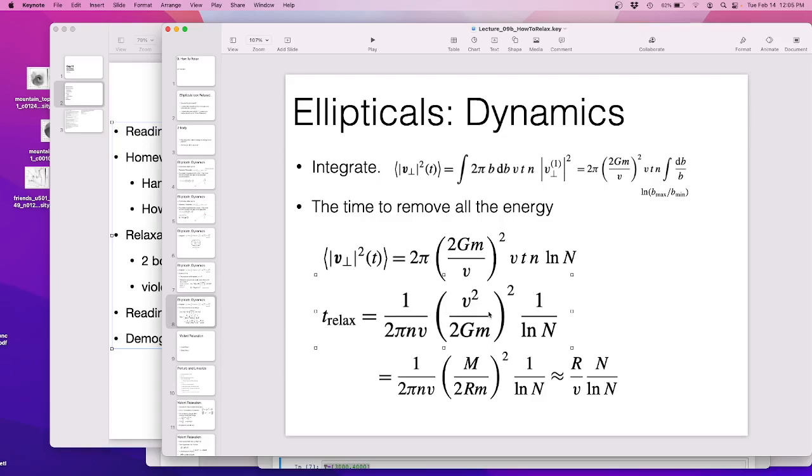So we just stick in the virial theorem, and then this central thing, V squared over G, turns into the mass over the radius. Does that make sense? So this V squared and this G, V squared over G, turns into mass over radius. That's the only thing that's changed in here.